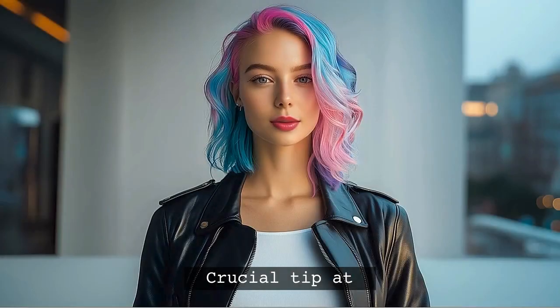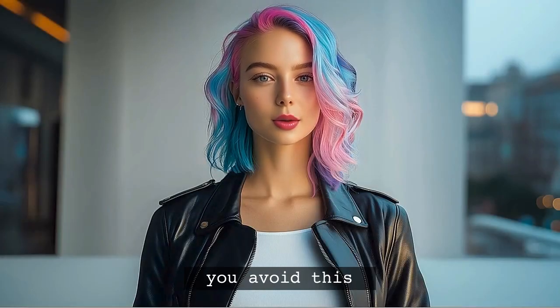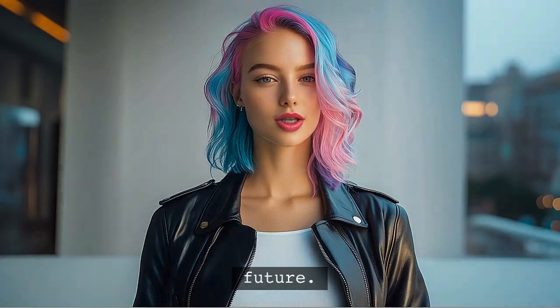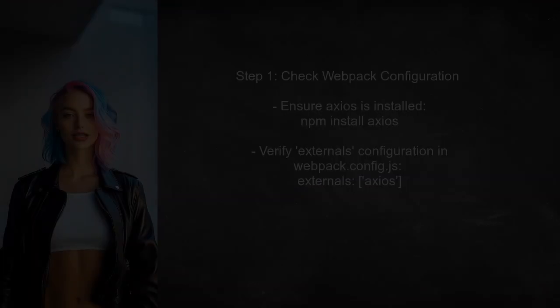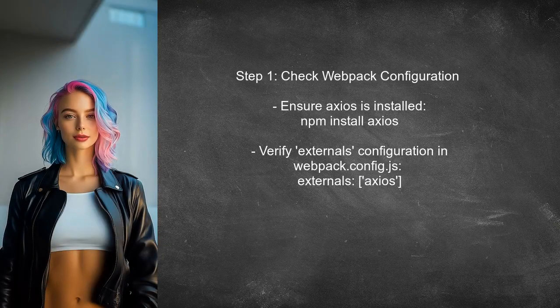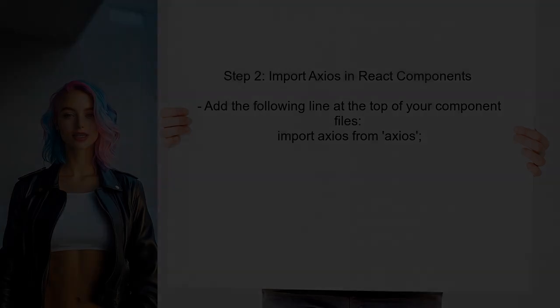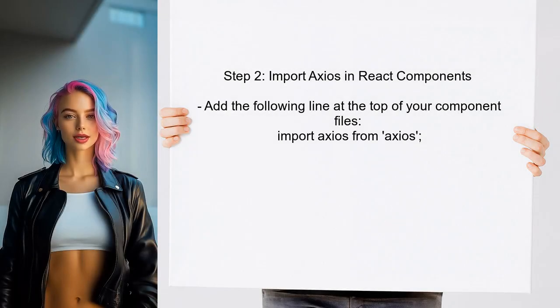And stick around. I have a crucial tip at the end that will help you avoid this issue in the future. To resolve the issue of Axios not being defined, the user should first check their Webpack configuration. Specifically, they need to ensure that Axios is properly included in their project. Next, the user should confirm that Axios is imported correctly in their React components. This means adding the import statement at the top of each file where Axios is used.